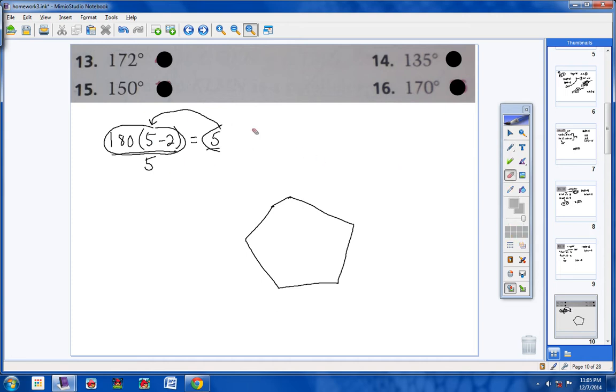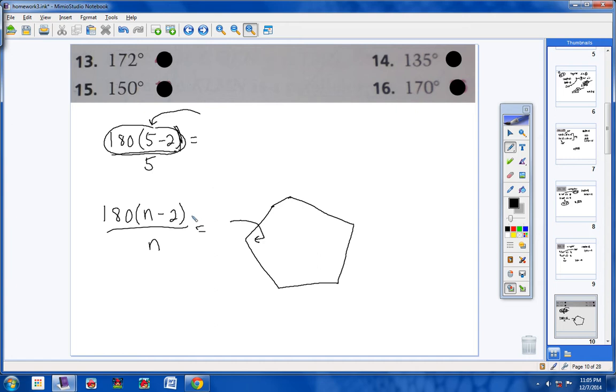Now look at this. Do you not notice what they have in common here? A 5 and a 5. The number of sides. So really I can say 180 times n minus 2, where n is my number of sides, divided by what? 5, my number of sides, n. And that would give me one of my angles right here. Now, some of you understood what I just said, and some of you didn't.